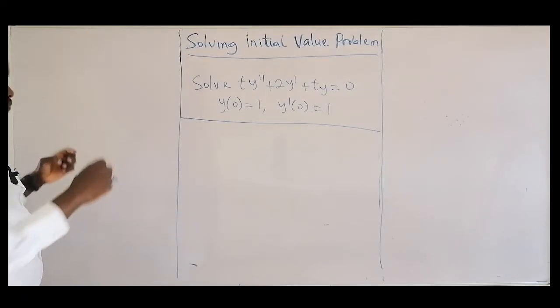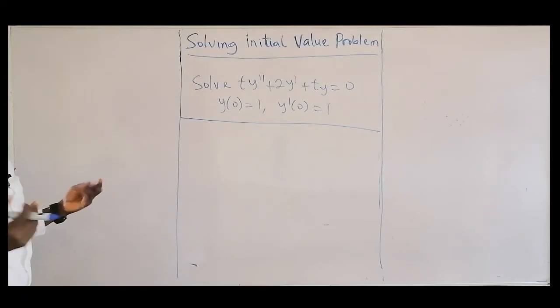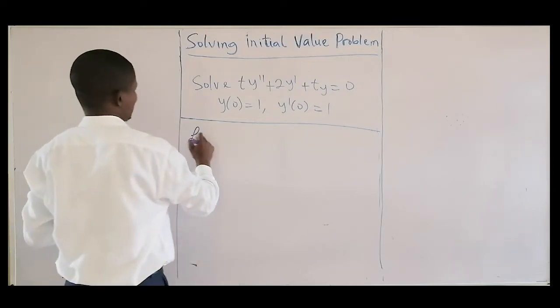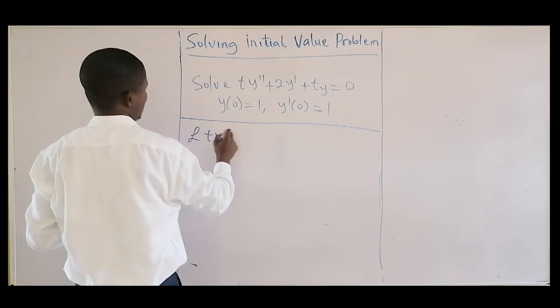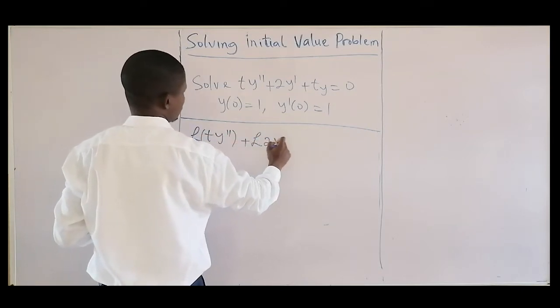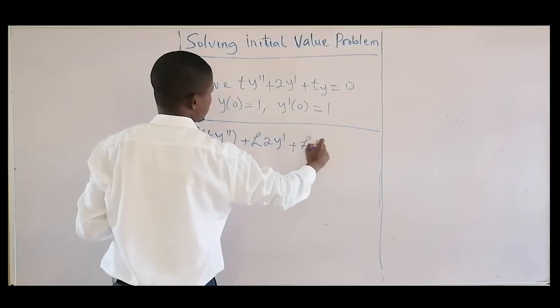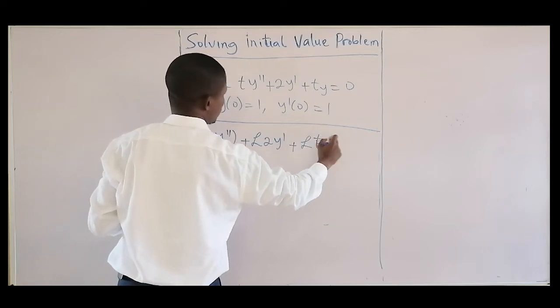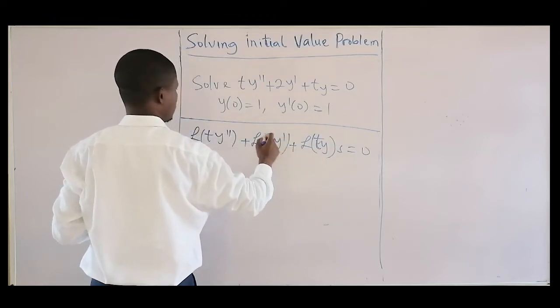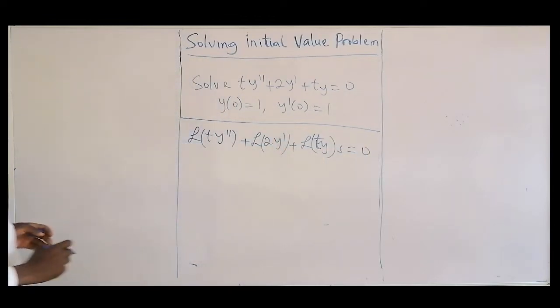So step 1, as we said, if you want to solve using Laplace, the first step is to take what? Take the Laplace of the given equation: t y double prime plus 2 y prime plus t y equal to 0. Okay, and let's get the Laplace transform for those.